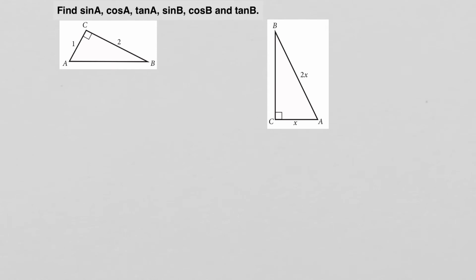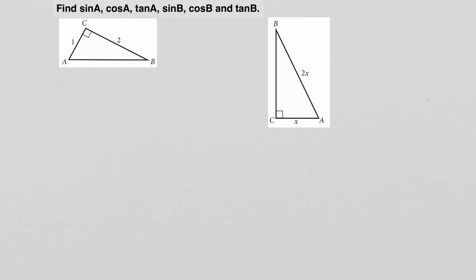So in our next example, we want to find the sine of A, cosine of A, and tangent of A, and the sine of B, cosine of B, and tangent of B for each of these two triangles. So we'll take them one at a time. Now again, to find the 6 trigonometric ratios, or in this case, the 3 trigonometric ratios, first we need to know all sides of the triangle.